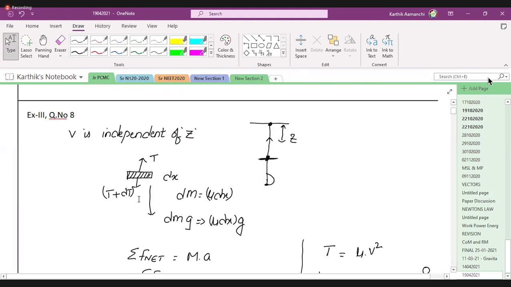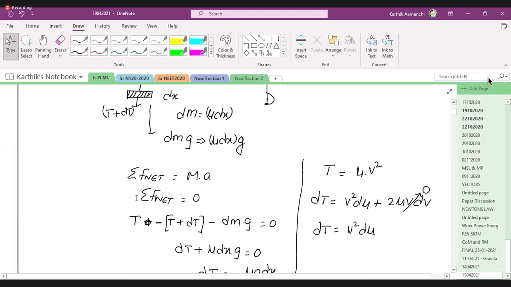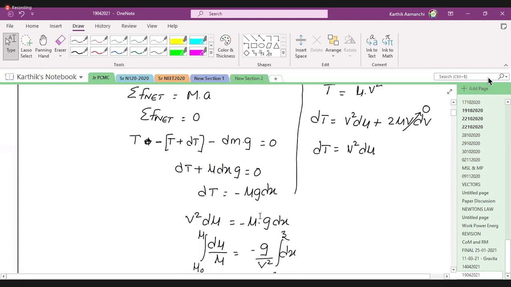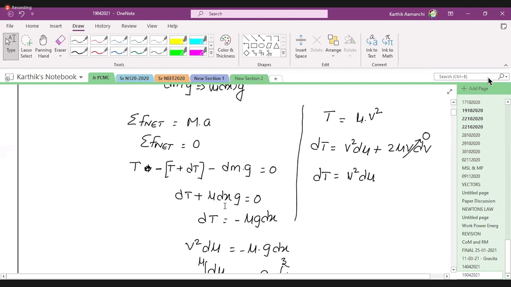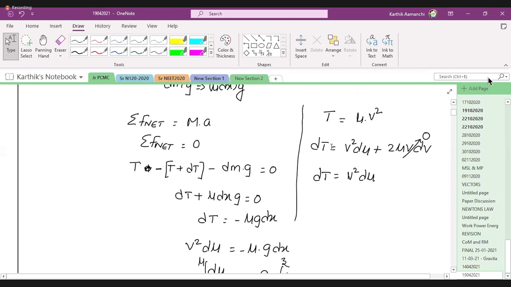The whole thing is just take a small elemental strip. For that elemental strip, draw your FBD and then just go into the flow. You get stuck here basically. So here dt means from here t is equal to v square will take. So dt is equal to v square d mu plus 2v dv into mu.